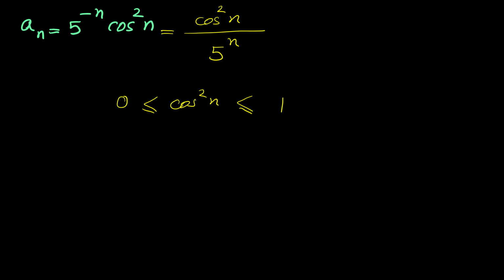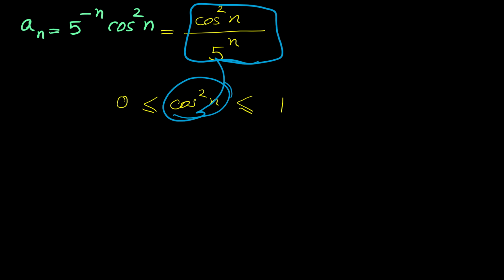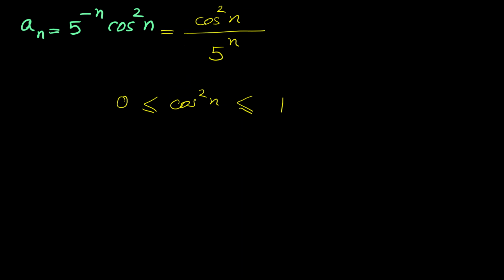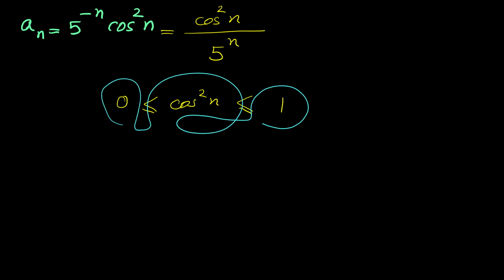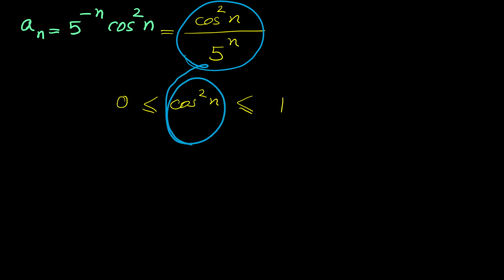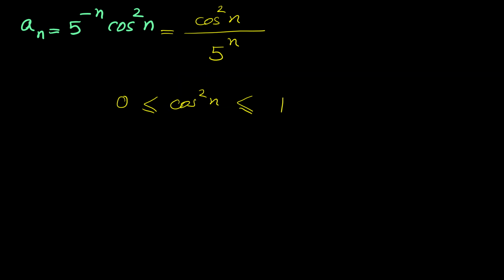Now, similar to the previous question, we try to convert this to this. What is the difference between this expression and this expression? It's obvious that here we have 5 to the n in the denominator. For that reason, we divide the left side, middle, and right side by 5 to the n, because we want to have exactly this expression in the middle. So we divide everything by 5 to the n. So we have 0 divided by 5 to the n, cosine to the 2 over 5 to the n, and 1 over 5 to the n.